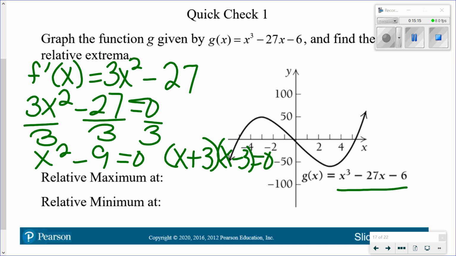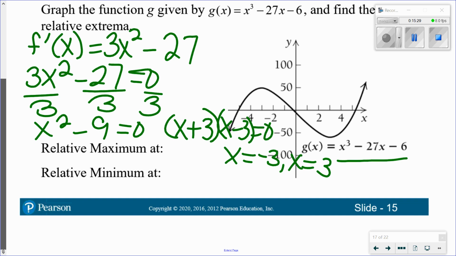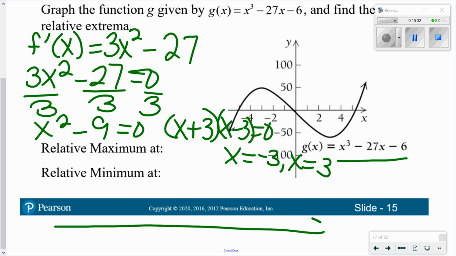So we get that x equals -3 and x equals +3. Now we have to figure out which one is a max and which one is a min. So we draw our number line, -3, +3. Remember, these are going out to negative infinity and positive infinity.